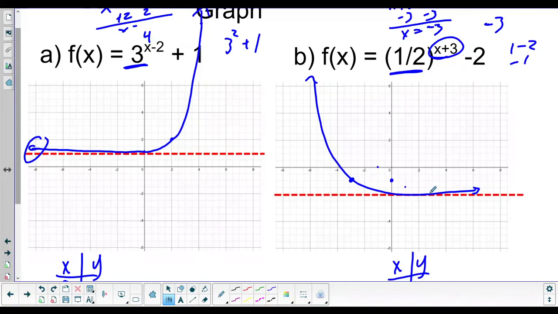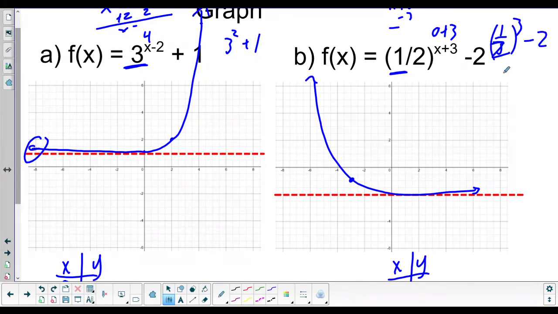Did I goof this up? Maybe that should be there. No. I think I goofed something up. Oh, sorry. I'm doing this wrong. If I plug in 3, 3 plus 3 is 6. We did the -3. If we plug in 0, 0 plus 3 would be 3. And then we have 1/2 to the third power minus 2. This will be 1/8 minus 2. So this is going to be -1 and 7/8. So -1 and almost down there.